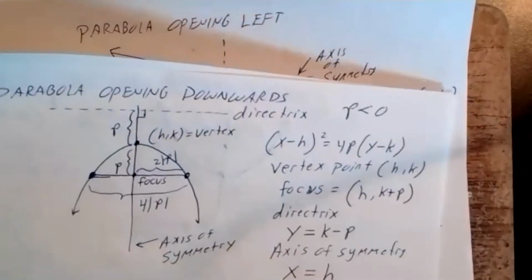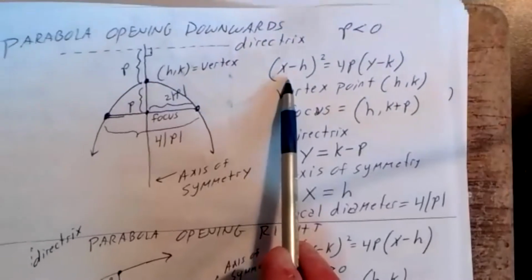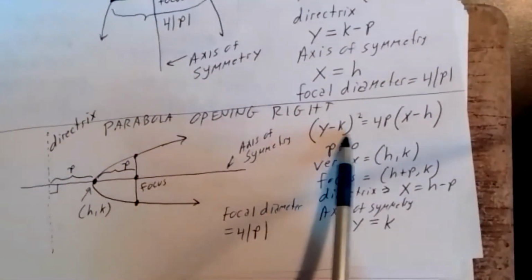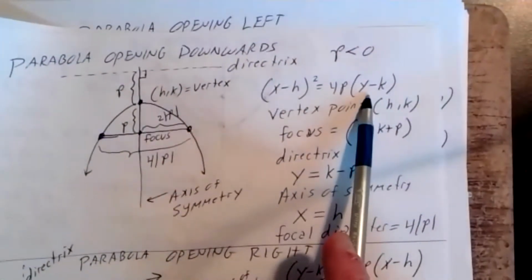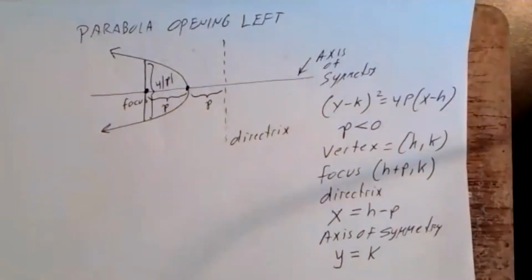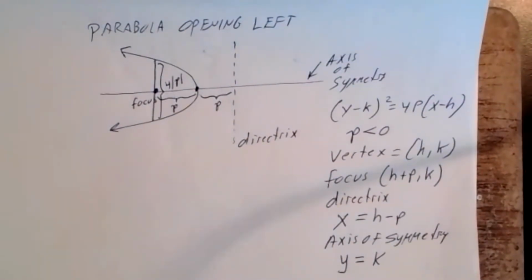So the ones that open up or down have the x variable that's squared. And those that open right or left have the y variable that's squared. In both cases, you always have 4p times the linear variable, the variable raised to the first power. Notice that, okay? So it's a matter of differentiating the two equations and trying to remember the difference between them. That's how I always remember the difference: the x variable is squared for up-down ones, the y variable squared for right-left parabolas.